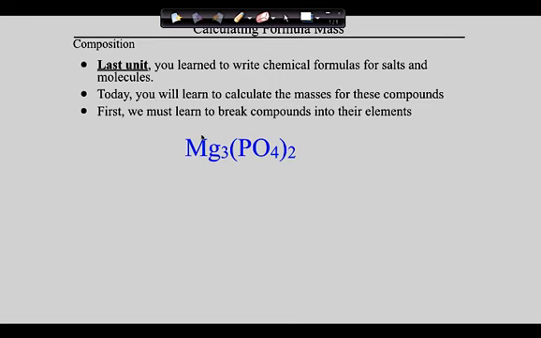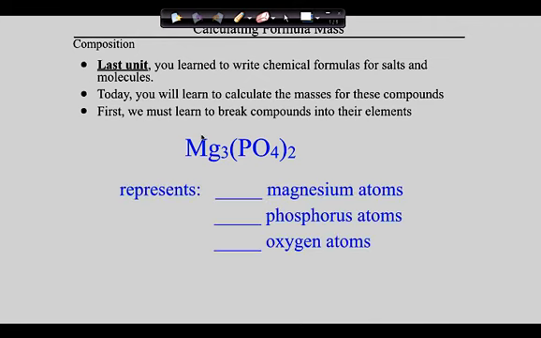Guys, phosphate as a polyatomic is made of phosphorus and oxygen. So we're going to write those down. This represents magnesium atoms, phosphorus atoms, and oxygen atoms. And if you want to, you can abbreviate and just put Mg, P, and O. So guys, the first thing that we found out is that magnesium phosphate is made of magnesium, phosphorus, and oxygen. You guys all okay with that? If not, please ask.